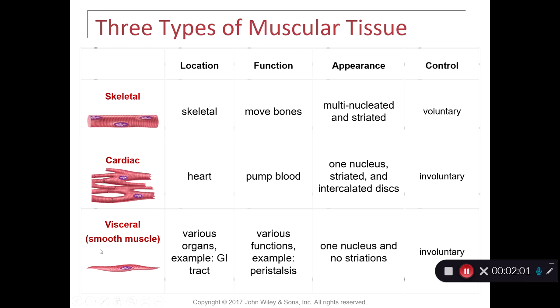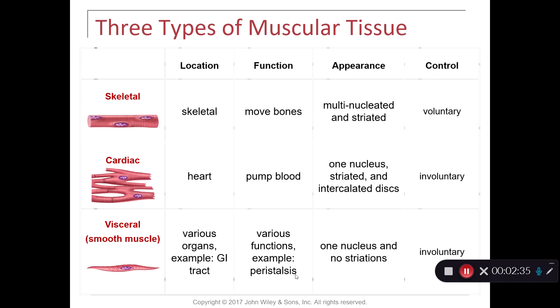Then finally, we got ourselves the smooth muscle. This is the stuff that's in your viscera, within a lot of your organs. For instance, your GI tract is composed of a lot of them. You got sphincters inside your GI tract that only allow certain amounts of materials to make it from your stomach into your intestine, or from your intestine to a portion of your anus that gives you that urge to need to go to the restroom. Peristalsis is a fancy word for moving food through your digestive tract.